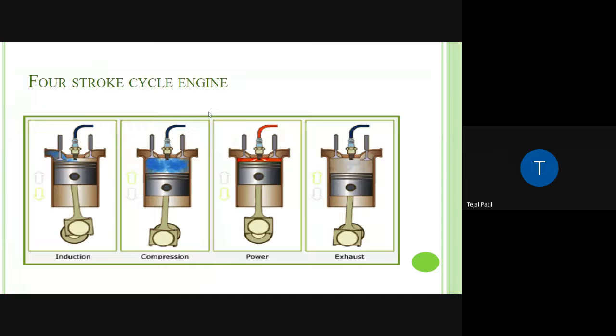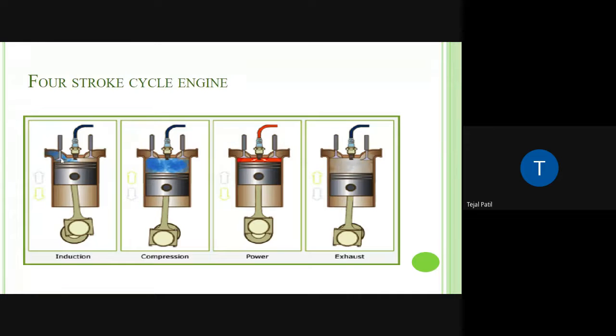Okay, so let's first understand what is meant by a four stroke cycle engine and a two stroke cycle engine. These are the very basic types of any internal combustion engine, the four stroke cycle engine and the two stroke cycle engine. Now first, let's understand what is meant by stroke.